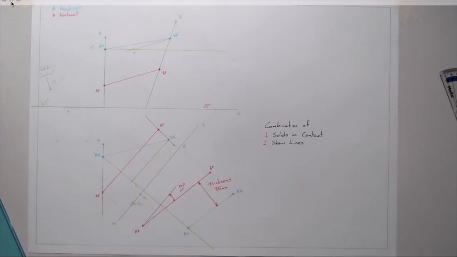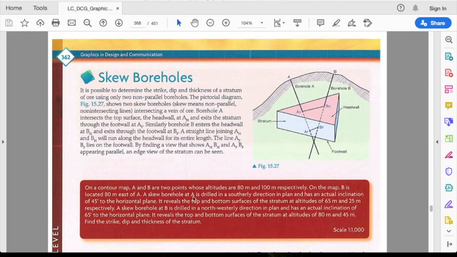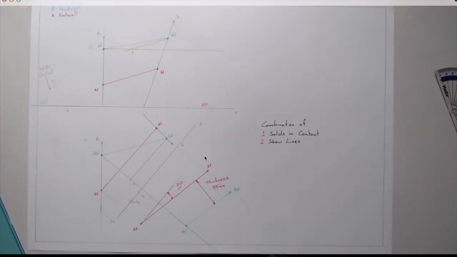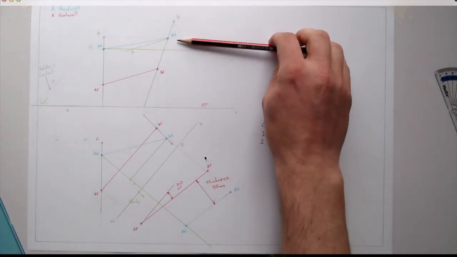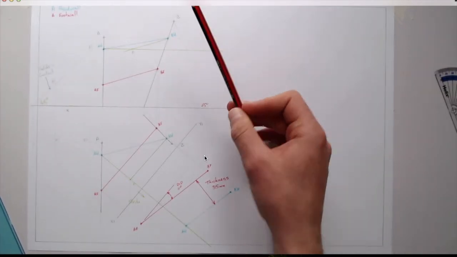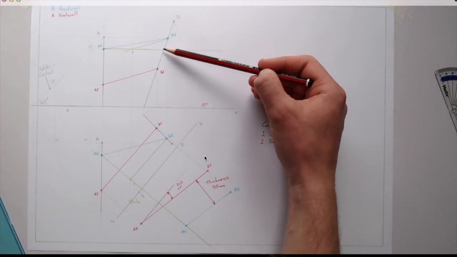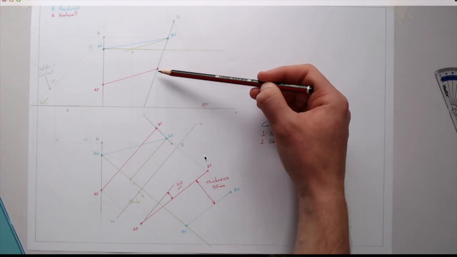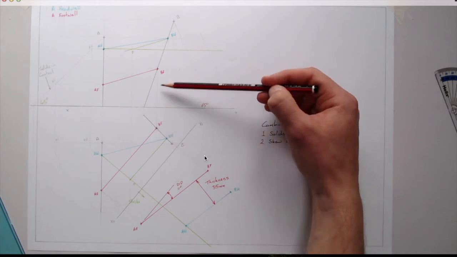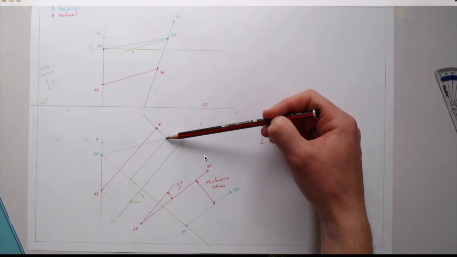Then once we have that one, it is a matter of looking at borehole B and looking at where it says its head wall and foot wall are. In this one it says that for B it reveals the top and the bottom surface of the stratum at altitudes of 80 and 45. So with 80 and 45, I've come up 80 millimeters, drawn a line across, come up 45 millimeters, drawn a line across, and then because this one is at an angle, once I have the BH and the BF here, I can just come straight down and find it on this line here.